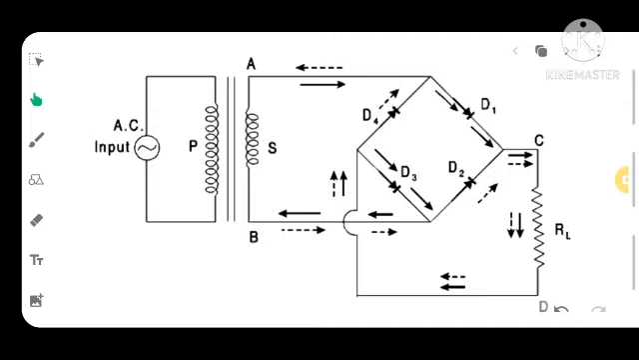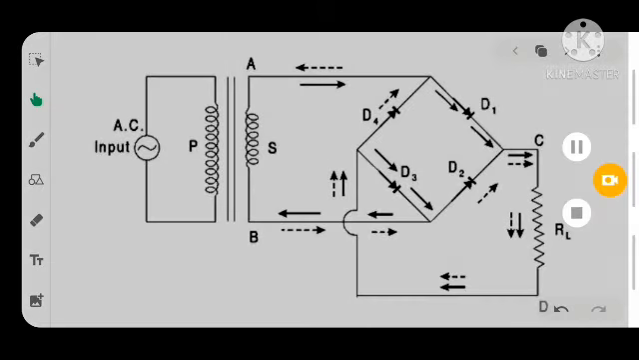Generally, a bridge rectifier circuit can be constructed in two ways. One, without filter, and the other is by using a filter circuit. In this figure, what you can see here is a circuit of a bridge rectifier without filter.